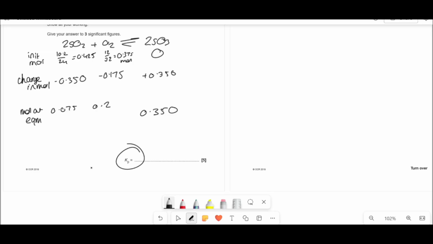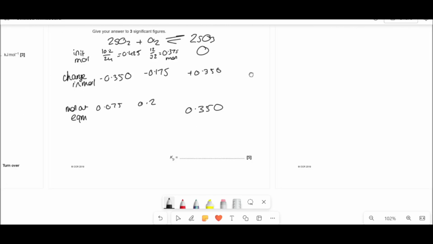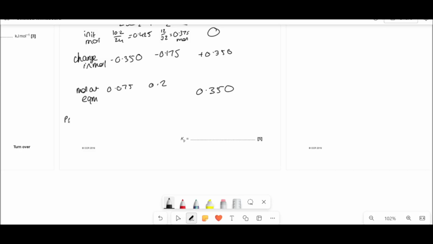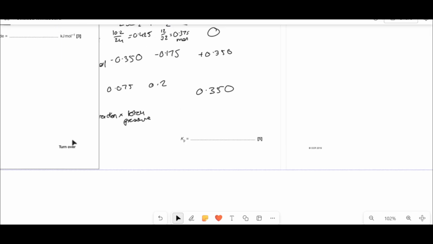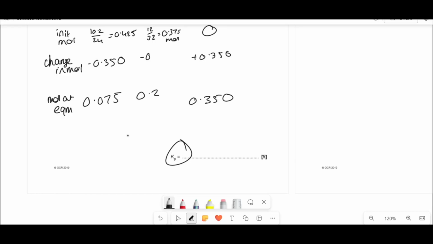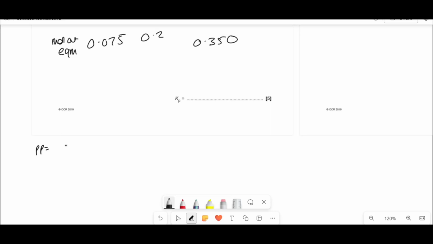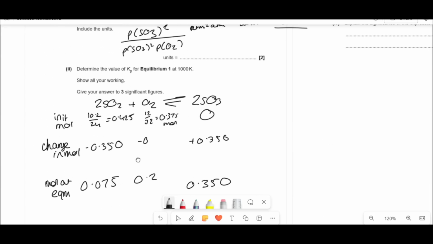Now, they want us to work out what Kp is, so we need to work out some partial pressures. So partial pressure is equal to your mole fraction times the total pressure, right? So this is Kp, which is the equilibrium constant for gas equilibrium, sorry. So we need to work out the partial pressure. Now the partial pressure is equal to your mole fraction times the total pressure for each gas, because each gas will exert its own partial pressure.